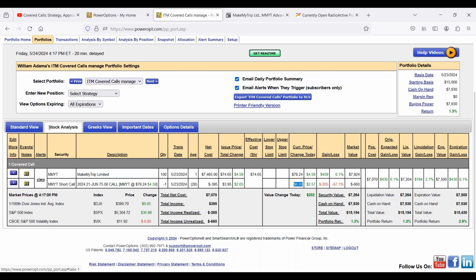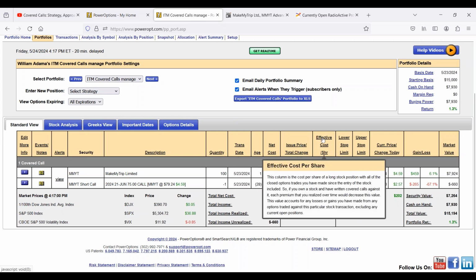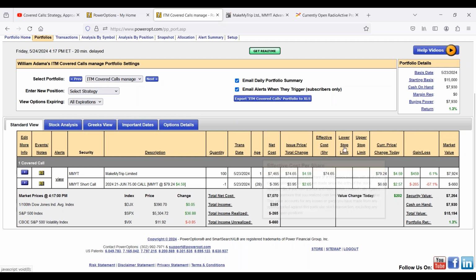Note here real quick that I've selected the tab for stock analysis. When you first go into a portfolio, it might show you the standard view. Well, this is good. It shows you each individual leg, your original issue price, the effective cost per share in your stock. That becomes important when you start rolling and closing positions. The effective cost per share will adjust. Current price and change today, gain and loss on the individual stock and on the individual option based on its initial price. Well, it cost me $265 more to buy it back than I sold it for at $395, so we're down 67%.